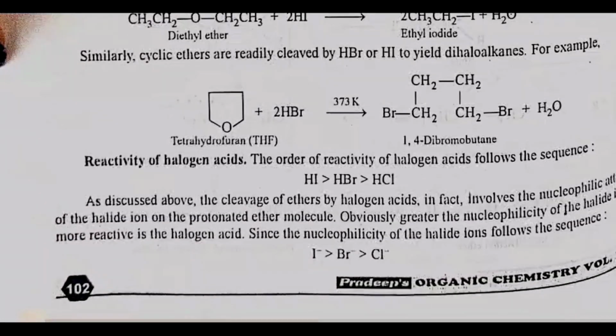Similarly, cyclic ethers are readily cleaved by HBr or HI to yield dihaloalkanes. For example, THF plus 2HBr at 373 K gives 1,4-dibromobutane plus H2O.